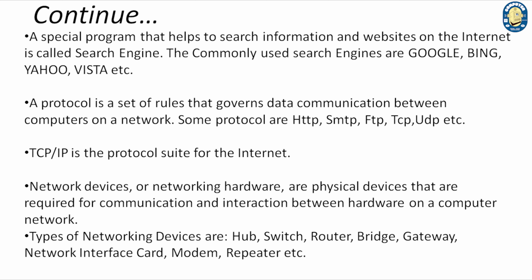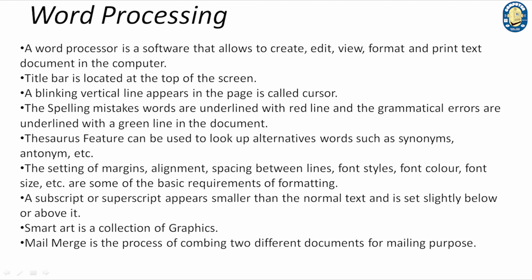A protocol is a set of rules that governs data communication between computers on a network. Some protocols are HTTP, SMTP, FTP, TCP, UDP, etc. TCP/IP is the protocol suite for the Internet. Network devices, or networking hardware, are physical devices that are required for communication and interaction between hardware on a computer network. Types of networking devices are hub, switch, router, bridge, gateway, network interface card, modem, repeater, etc.